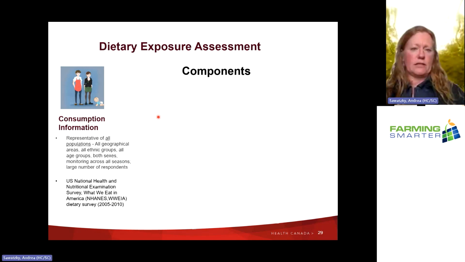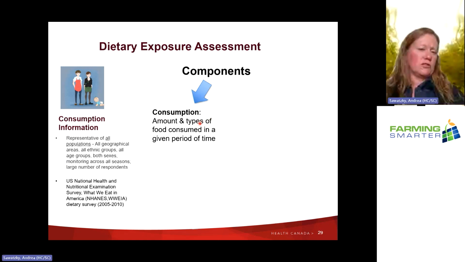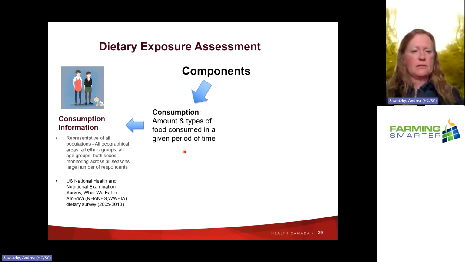So you look at say the components. So, okay, you're consuming it. So how much is being consumed? And what type of food is being consumed over a given period of time? So you look at the consumption. Look at consumption, right? This is again the consumption for all of the populations.